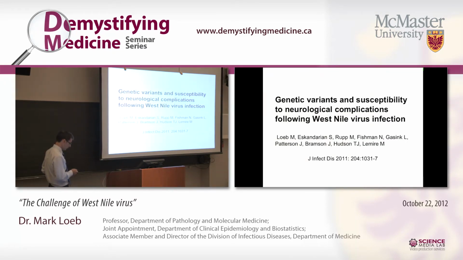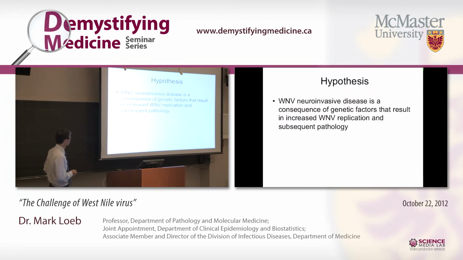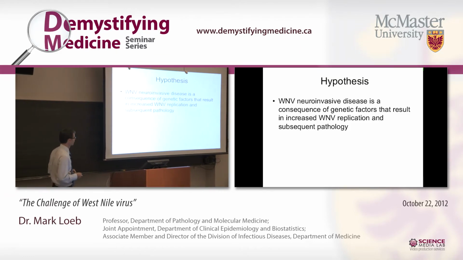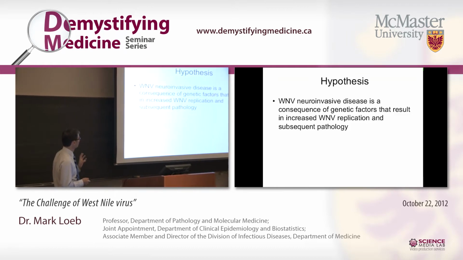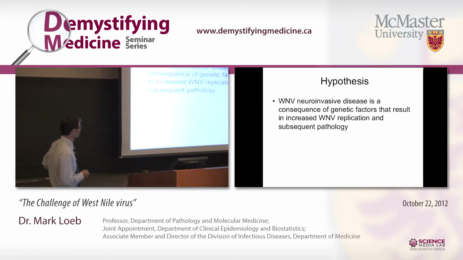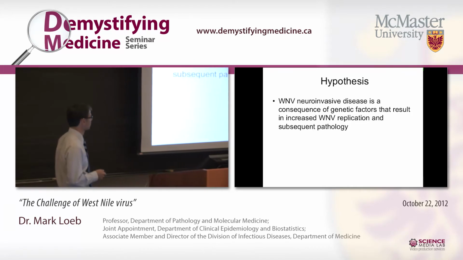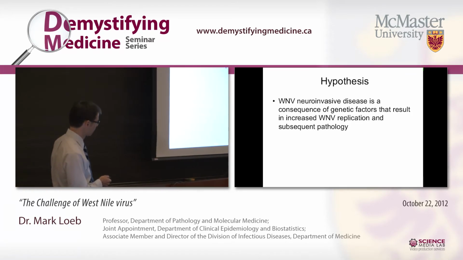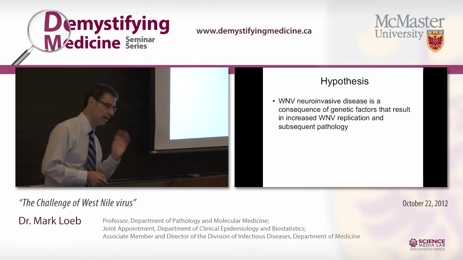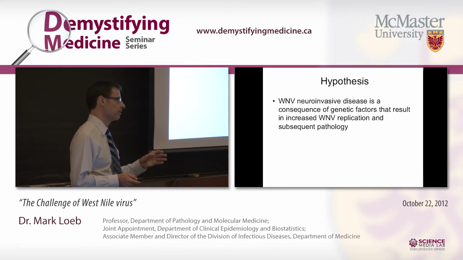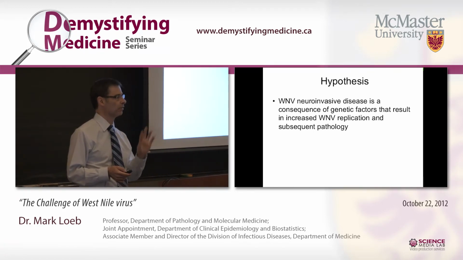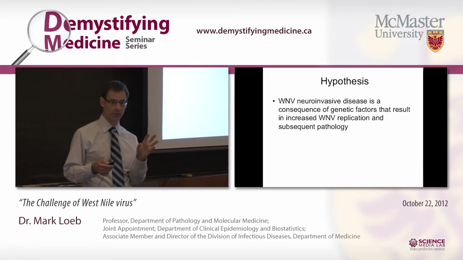Another study that we did, funded by the NIH, was to look at genetic variants, because I mentioned to you that most people don't get affected by it, but a small proportion really get sick. I'm not going to go through all the genetic studies that have been done, but our hypothesis was that West Nile virus disease is a consequence of genetic factors that result in increased replication and subsequent pathology. So we went through cases in Canada and the United States, cases of neuroinvasive disease, and we compared them to cases that had mild non-neuroinvasive disease.